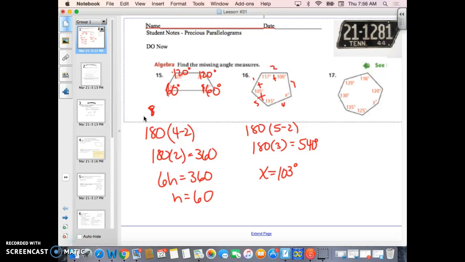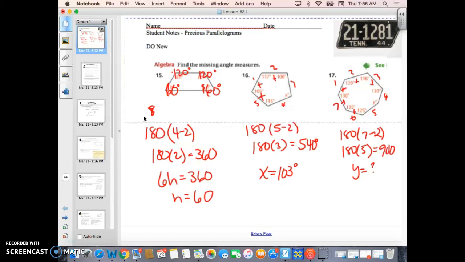All right, for number 17, once again, you're going to count up the sides. 1, 2, 3, 4, 5, 6, 7. So it's 180 times 7 minus 2. So 180 times 5. So all the angles are going to add up to 900 degrees. And once again, you just add what you know. Type it in your calculator. And this time you're going to subtract it from 900. And I didn't work it out, but whatever you get in your calculator is what the answer is.